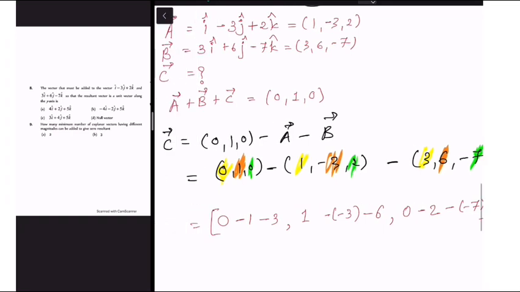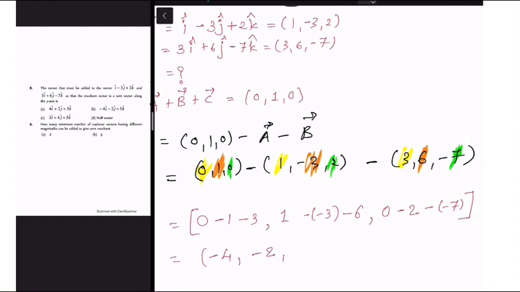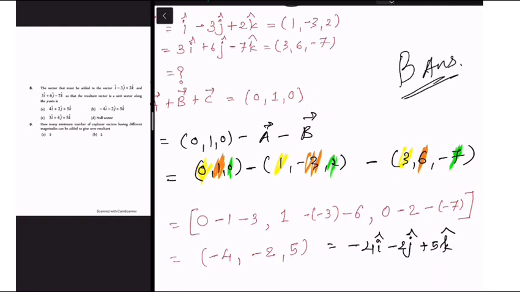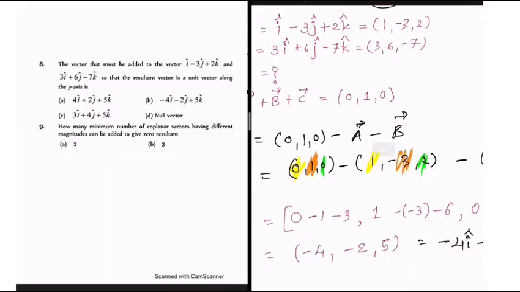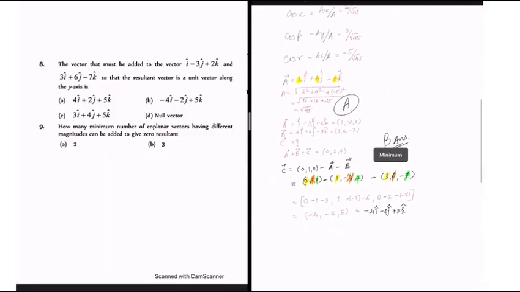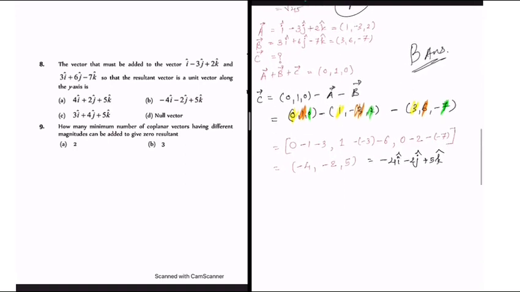So what is your answer? Minus 4. 1 minus minus 3, that is 1 plus 3, 4, minus 6, so minus 2. And minus 2 plus 7, which is 5. So my answer is minus 4i cap minus 2j cap plus 5k cap. Okay, B is your answer. Answer B. Eighth question, just look at the solution.